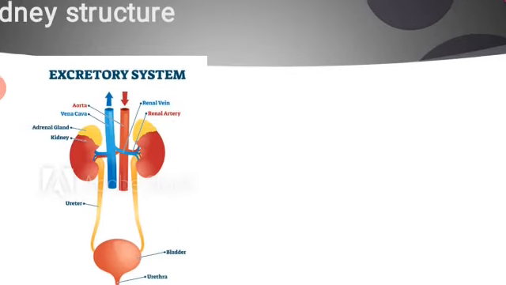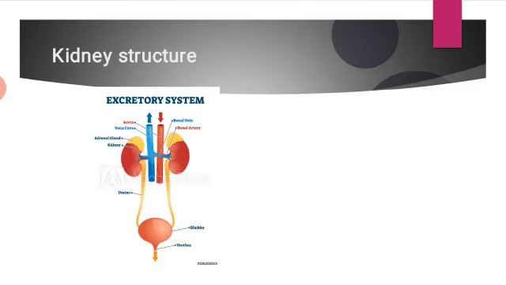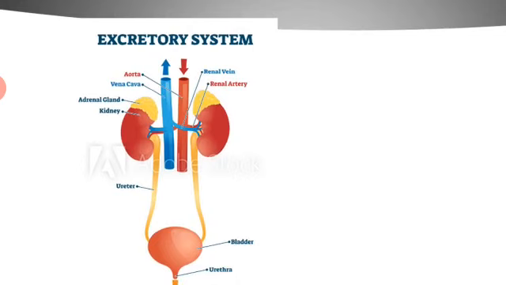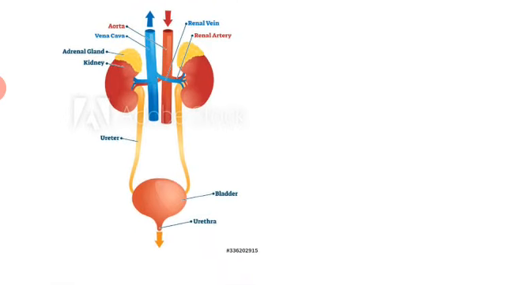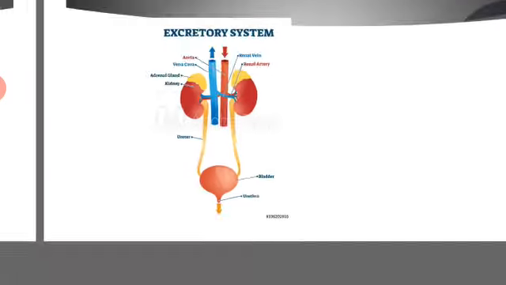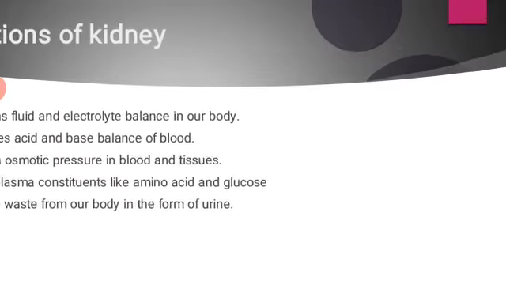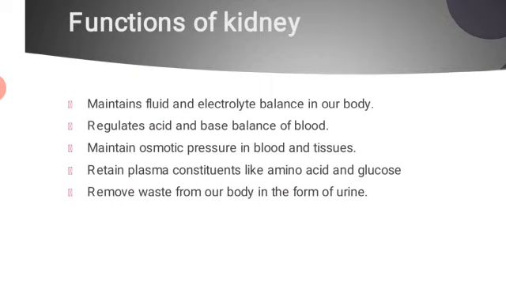So see here, this is the structure of the kidney. You can see the right side and left side kidney, and the ureter, the tube-like structure where the urine will be collected. It will be deposited in the urinary bladder. And then when the urinary bladder gets filled, we feel the urination. Through the urethra, the urine will be released.